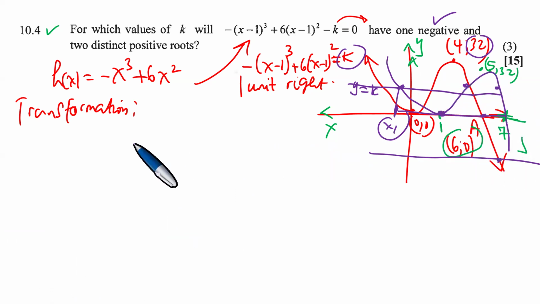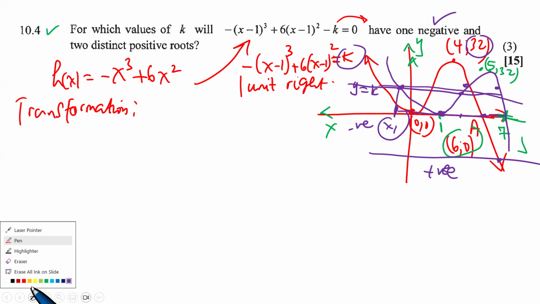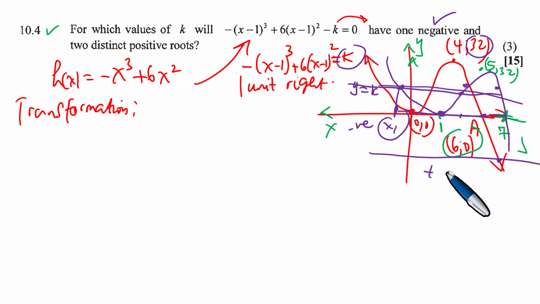Okay, so we continue. If it cuts like this, the horizontal one, it's going to have one negative x value here. It's only negative x values. X is negative here. And there's going to be an intersection on this side, but x is positive there. Right, x is positive there.